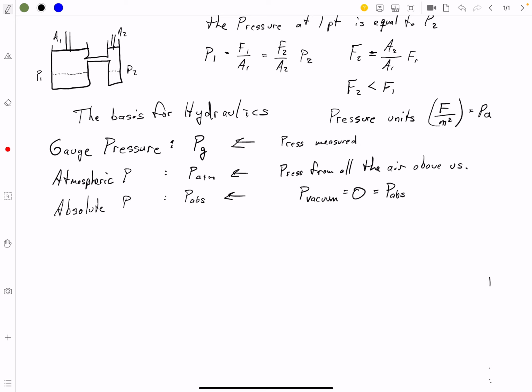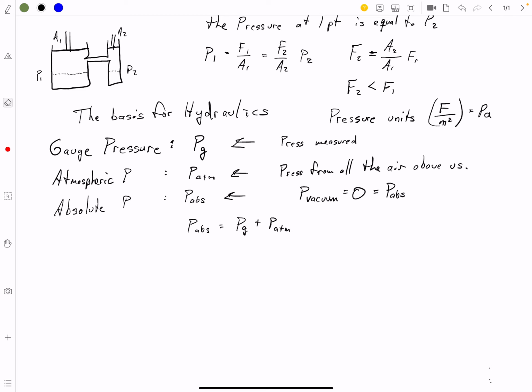So we can get into different things. We can say our P absolute is equal to our measured pressure at sea level when we do some measurement. We've got a measured pressure, and we're going to add the pressure of the atmosphere to get our absolute pressure at that point. That's the absolute pressure at that point.